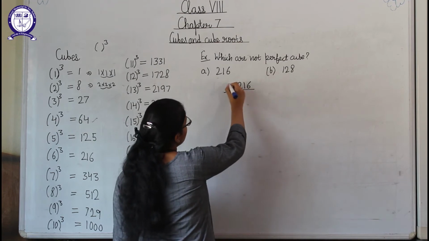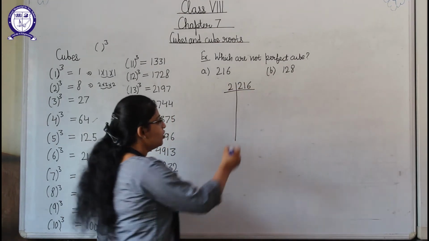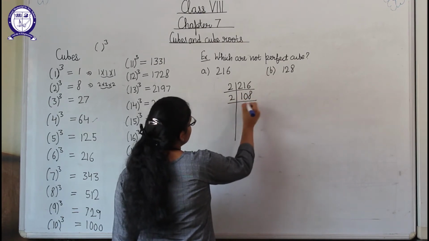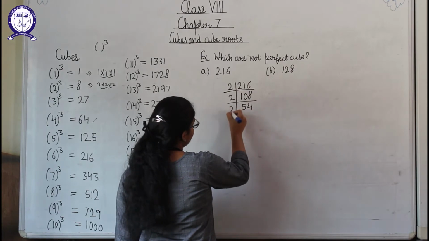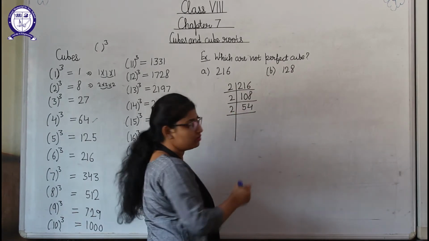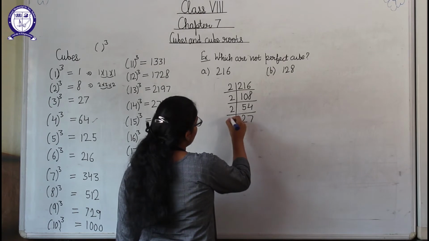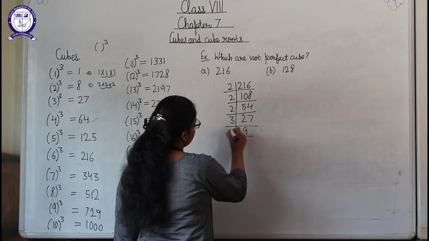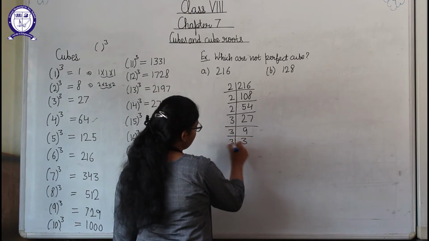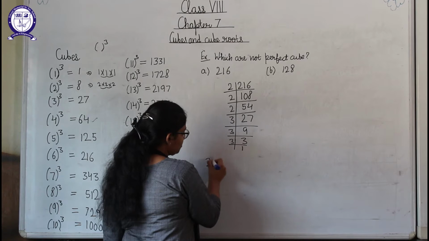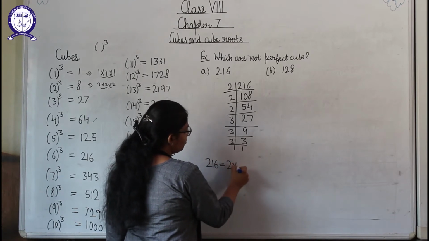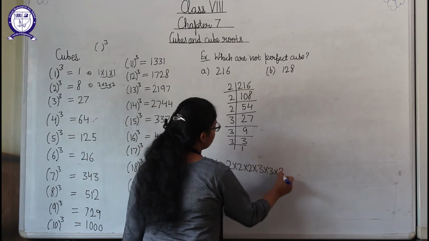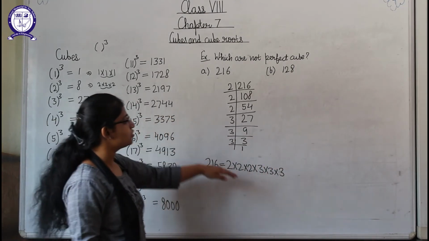So here 216 is even, we can divide it by 2. So we are getting 108. Then again it is divided by 2, we are getting 54. When we again divide 54 by 2, we are getting 27. Now 27 is divided by 3, so here we are getting 9. Then 9 divided by 3 is 3 and 3 divided by 3 is 1. It means 216 is equal to 2 into 2 into 2 into 3 into 3 into 3. So students, these are the prime factors of 216.